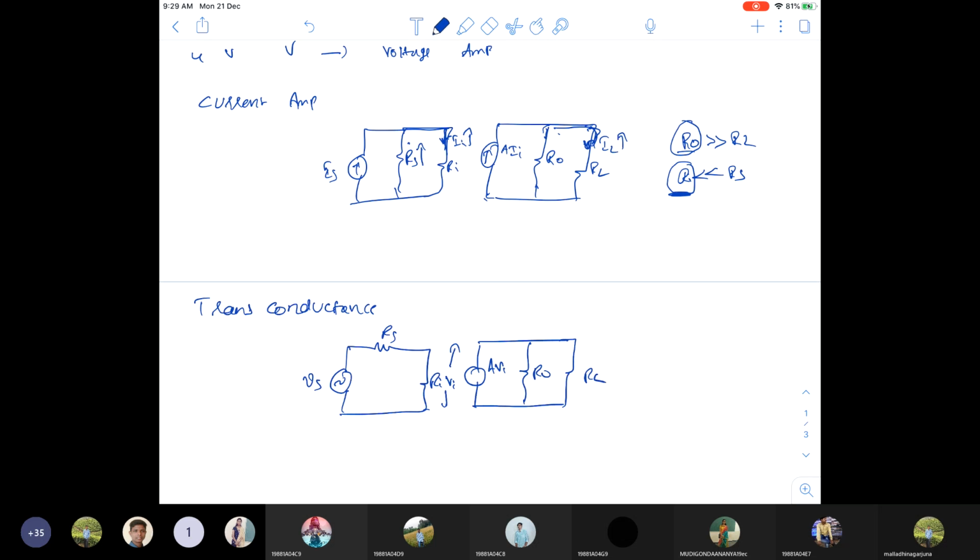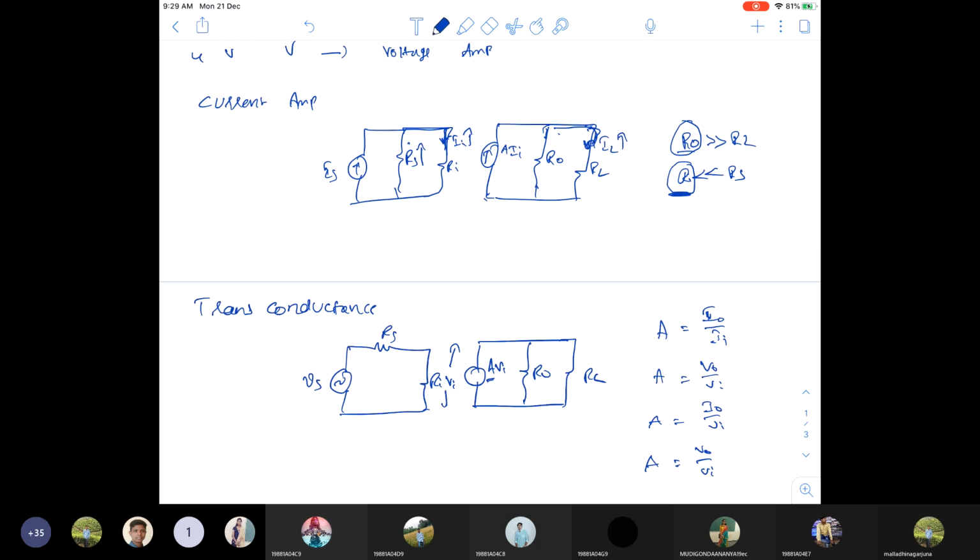One more thing I told you: the representation A is common to all types of basic amplifier, but please look at the definition. If it is a current amplifier, A is equal to I naught by II. If it is a voltage amplifier, A is equal to V naught by VI. If it is transconductance, A is equal to I naught by VI. If it is transresistance, this is V naught by II. So the definition will vary depending on the type of the basic amplifier.